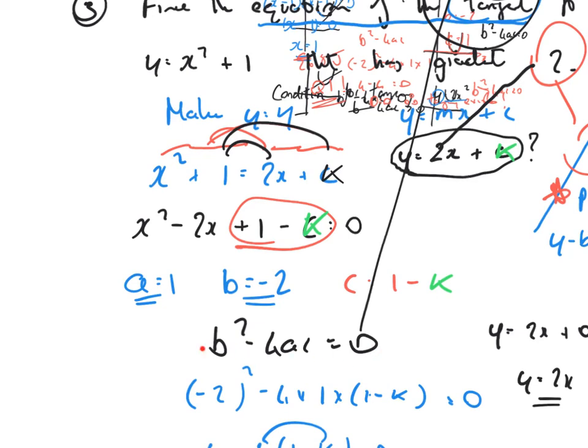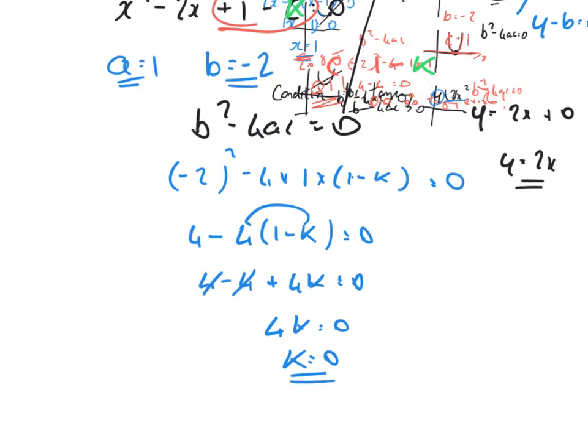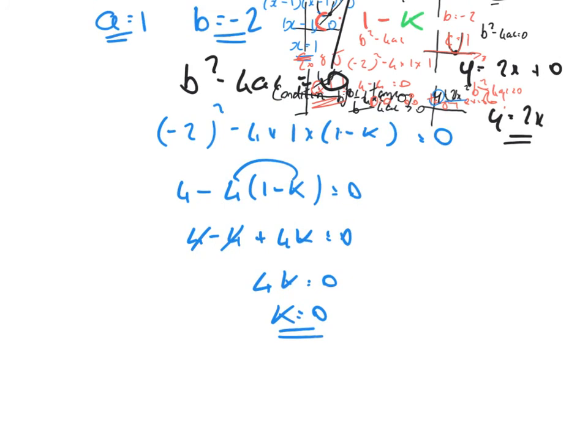The discriminant is equal to 0, I know that because tangency exists. So that's going to be b squared, minus 2 squared, minus 4 times a, which is 1, times c, which is 1 minus k. Feed that all in, do the discriminant and you get the value for k. Once you've got the value for k, you know the gradient is 2. It's y equals 2x plus 0, and that's y equals 2x.